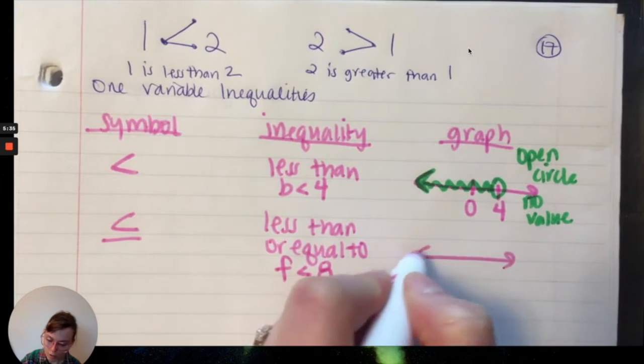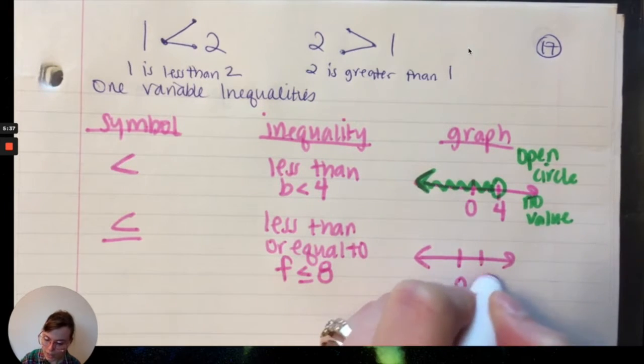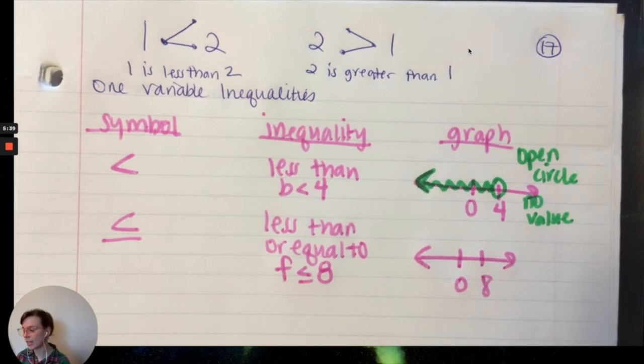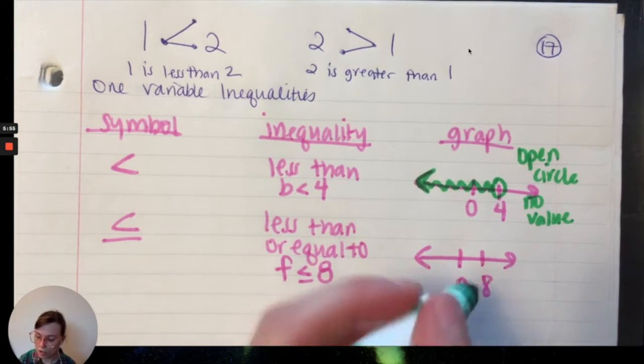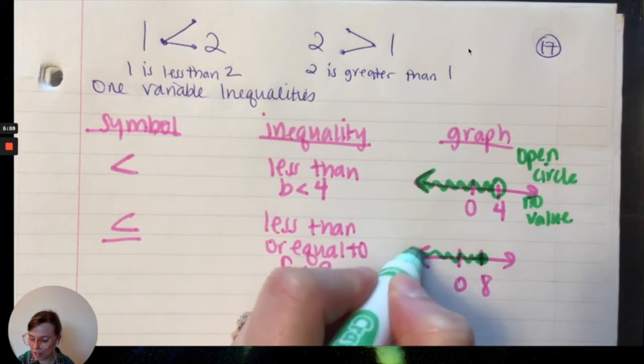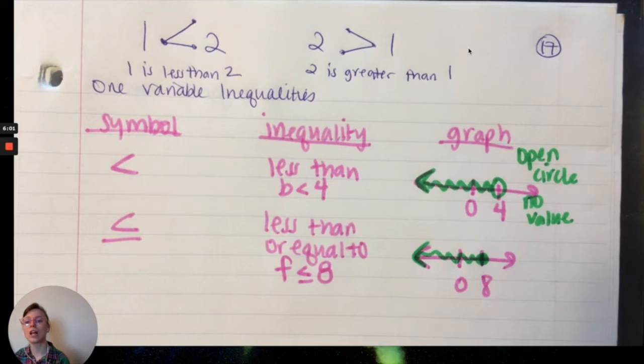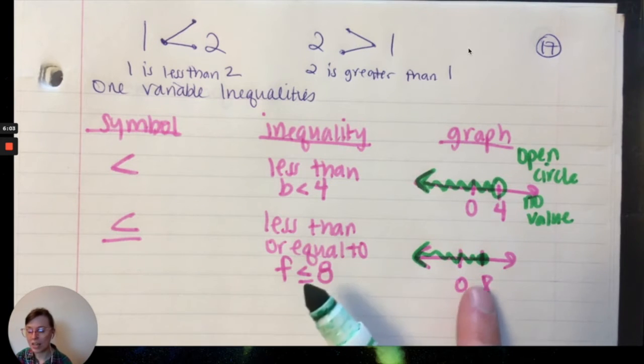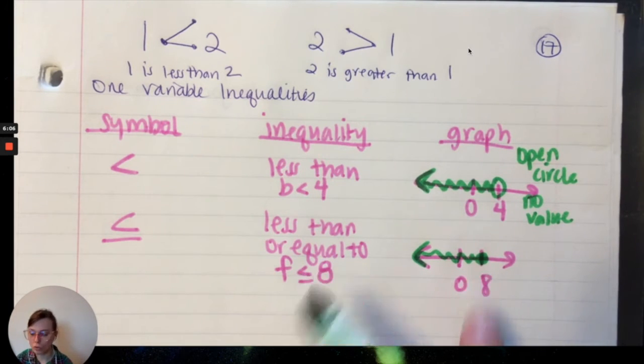I'm going to have my number line, 0 and 8. I'm using the 0 just so I can tell the difference and have a border between my negatives and my positives. Since 8 is positive, I'm going to stick it on the right-hand side. Is 8 a solution? If I substitute 8 for f, is 8 less than or equal to 8? Yeah, it's equal. So I'm going to have a closed circle and then shade to the left because those are all the values less than 8. And the equal to tells me that it's a closed circle.